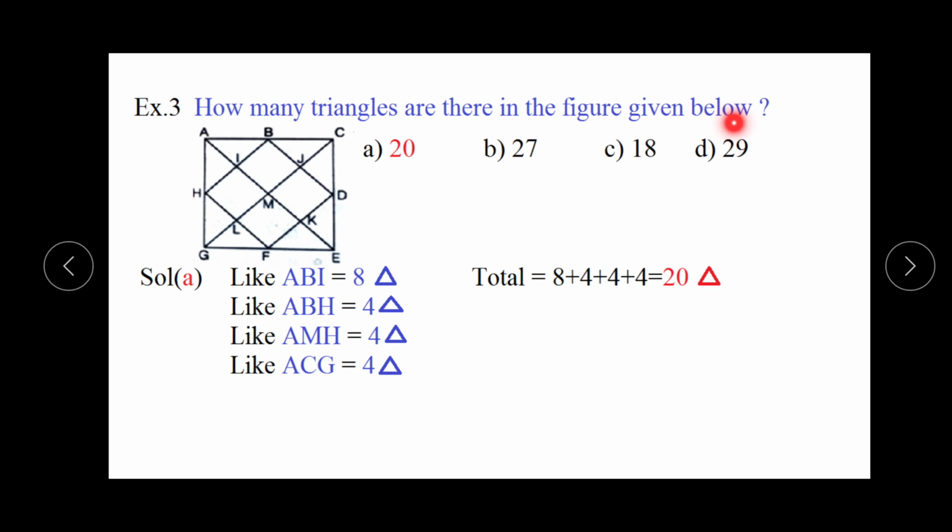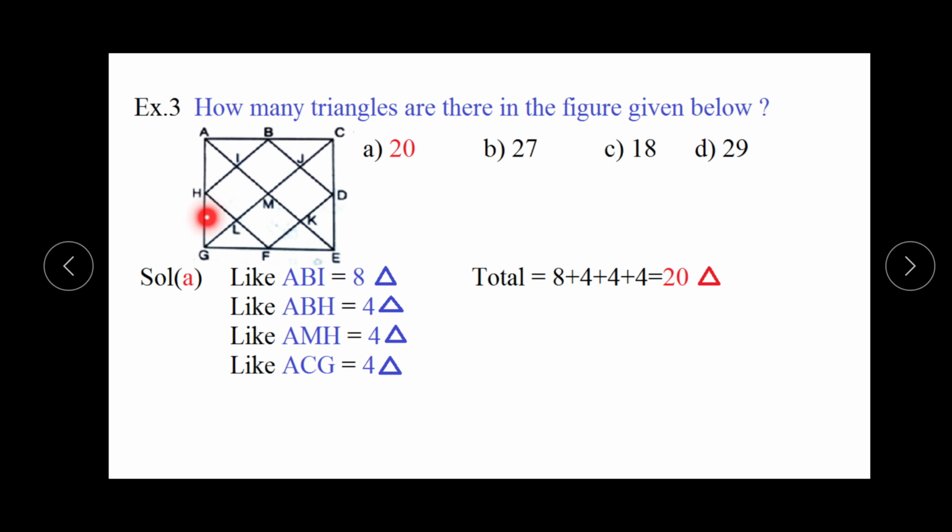How many triangles are there in the figure? Okay, in this we can find out like this, starting with the smallest triangle. Smallest triangles are ABI. These are the smallest triangles, and of this type there are 8 triangles in this figure. Now the next is ABH, those triangles which are made of two shapes, ABI and AHI. These type of triangles are 4 triangles.